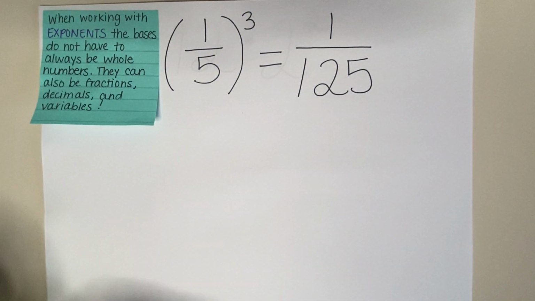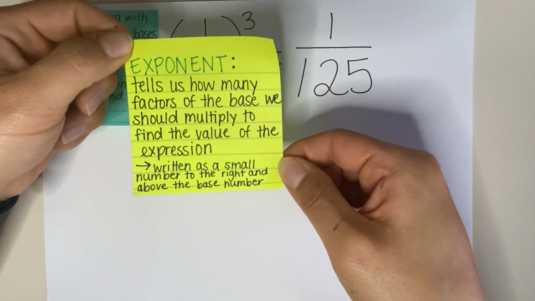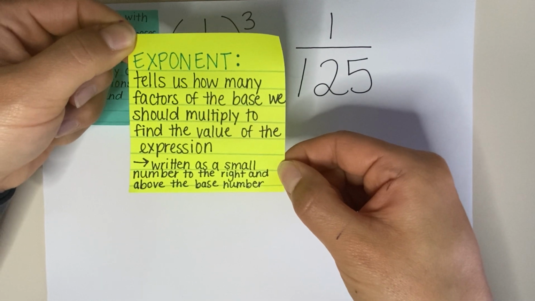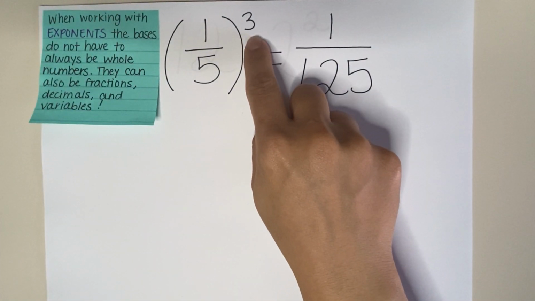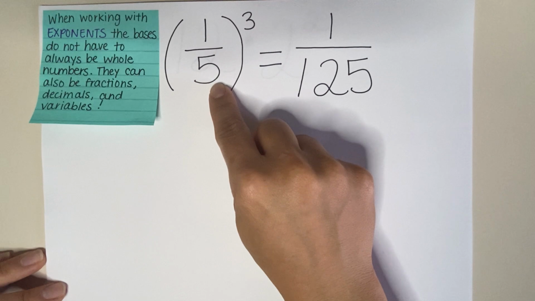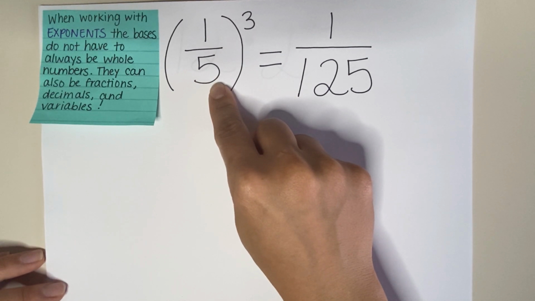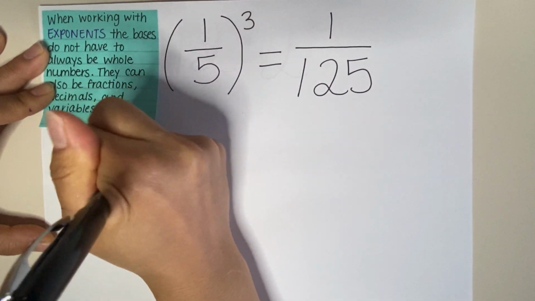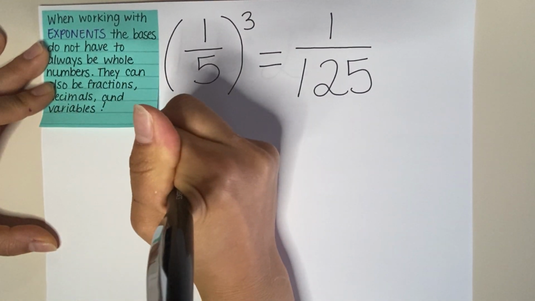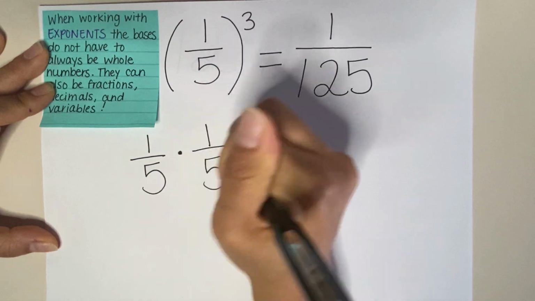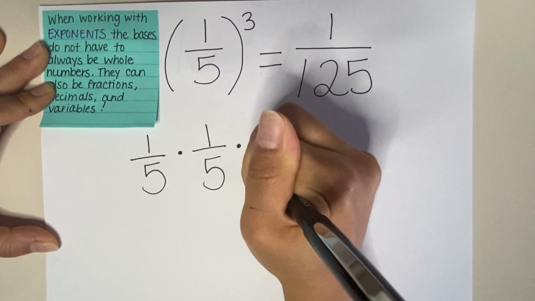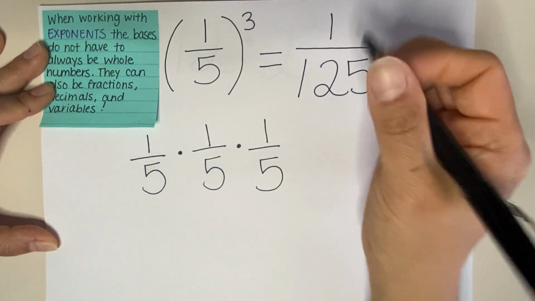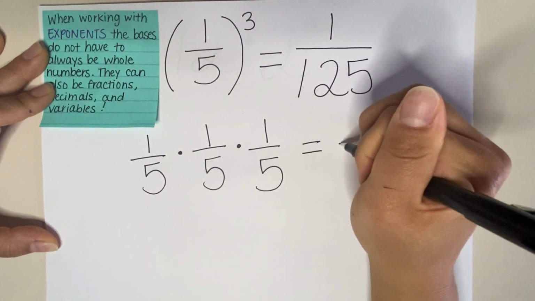Well, we know that exponents tell us how many factors of the base we should multiply to find the value of the expression. So our exponent of 3 is telling us that we need to multiply the base of 1/5 by itself 3 times. So let's go ahead and show that. 1/5 times 1/5 times 1/5. And we are trying to see, is this equal to 1 over 125?